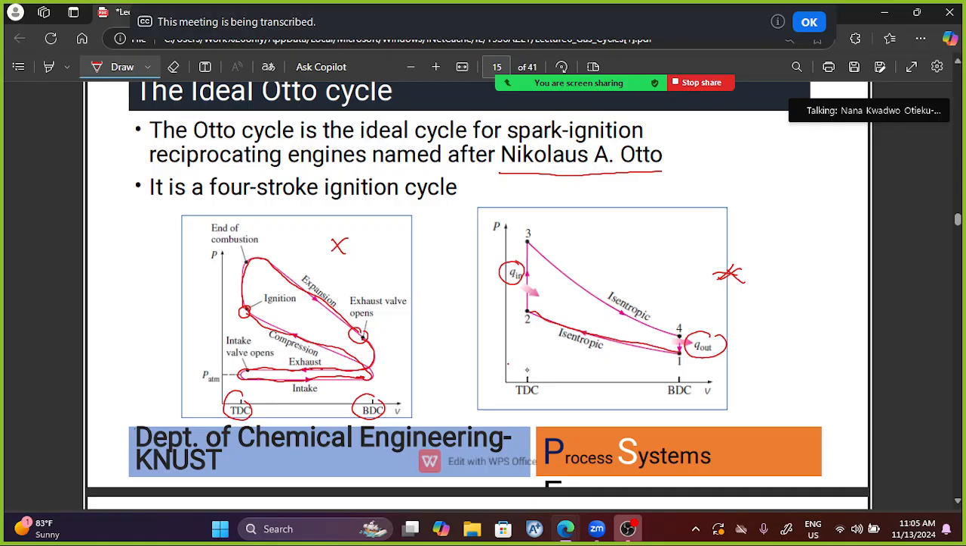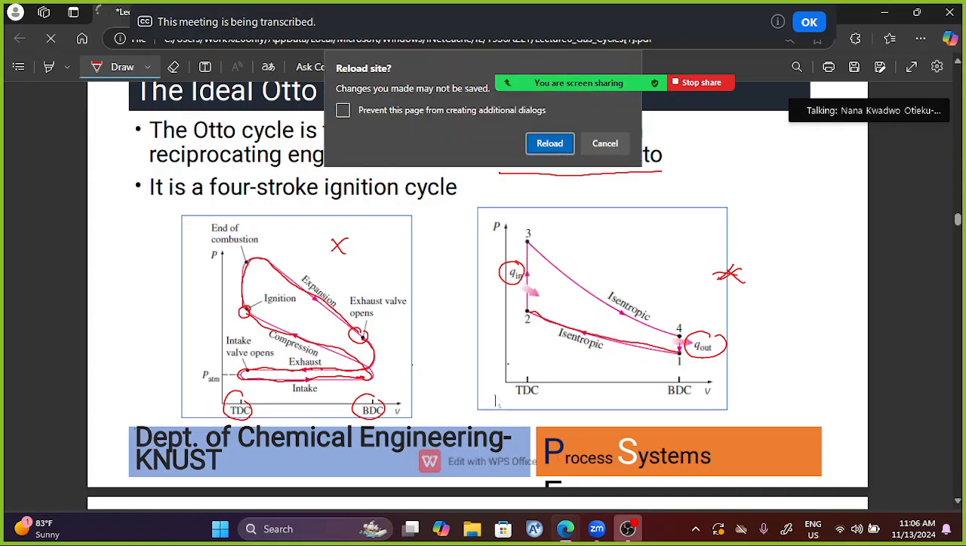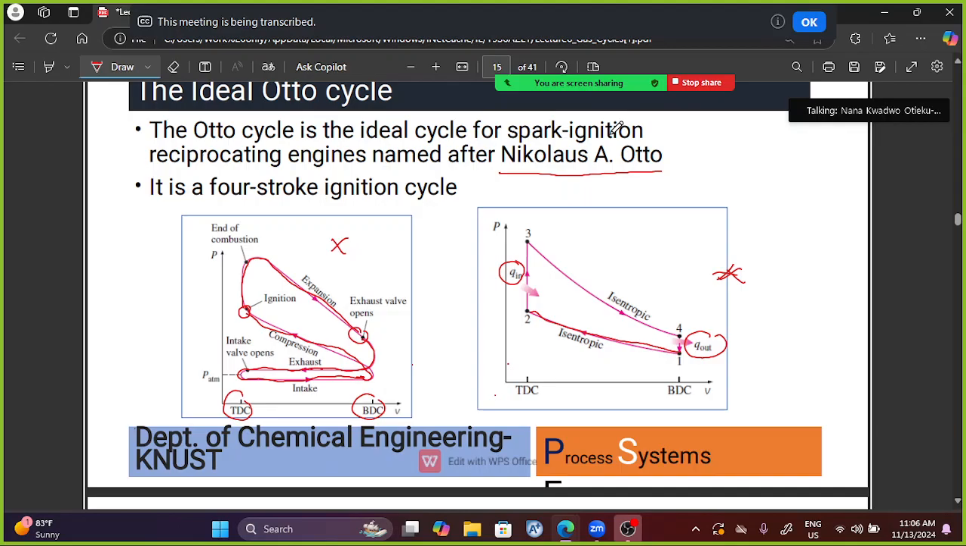So from point 1 to point 2, we have isentropic compression. We are compressing the gas. Sorry. So from point 1 to point 2, we are compressing the gas, right? So we are reducing the volume of the system. Then we can now add in our heat either by using a spark, right? So this is for a spark ignition engine. So we add a spark, and then that will generate some amount of heat. When that heat is generated, right, we now start to expand the system.